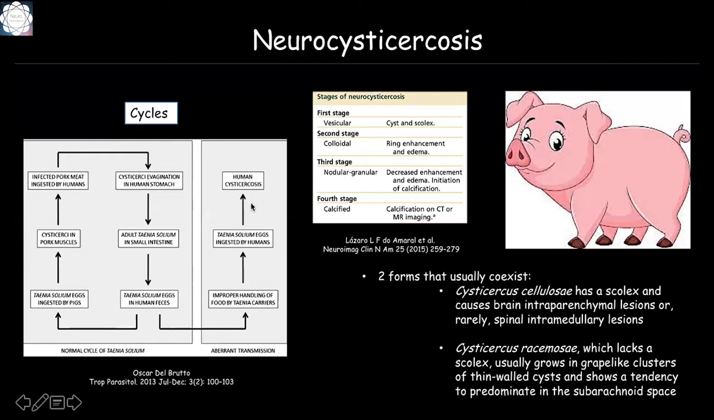In this cycle, humans get the infection, but there is no growing of the larvae. The larvae goes to the cysticerci form, which is a stage of the larva that can localize in many tissues, including the central nervous system. We have two forms, basically: the cysticercus cellulosae, which has a scolex and is located intra-axial, and the cysticercus racemosus, which lacks a scolex in general, and it is usually located in the subarachnoid space, as we saw in our case. And it produces a grape-like cluster pattern. These are the stages of the intra-axial lesion that are very well known.